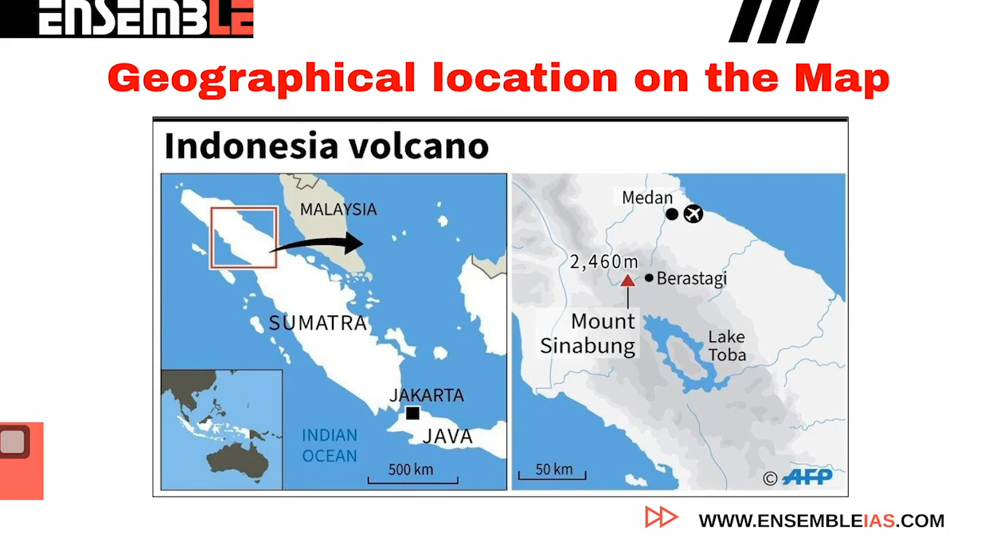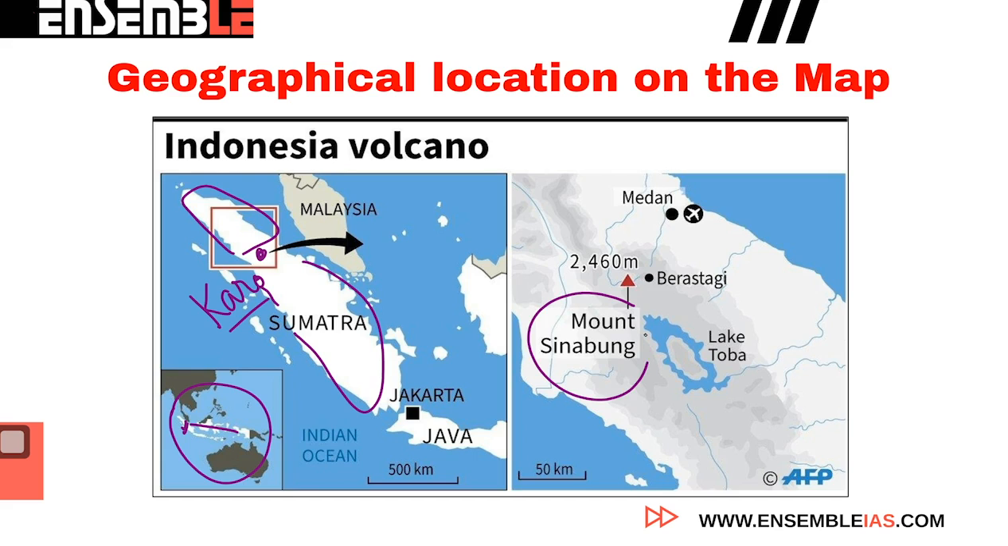the geographical location on the map. This is the island in the Pacific Ocean, and this entire region is Indonesia. In Indonesia, this is Sumatra. The northern tip of Sumatra is the Karo Plateau or the Karo province. In this Karo province, the exact location of Mount Sinabung is here. So this is the location for Mount Sinabung. And to the south and southeastern boundary of Mount Sinabung, there is Lake Toba.